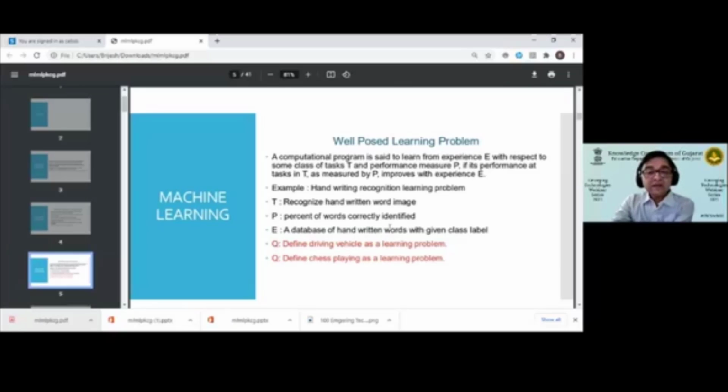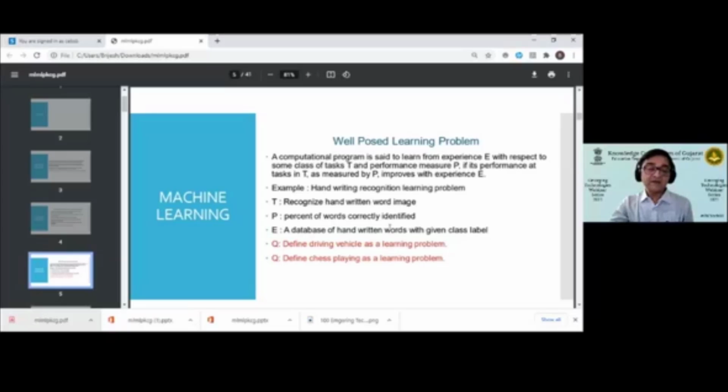So we are given a task and we are subjected to some experience of that task. And with our experience, our performance at that task would improve. If it improves, then we say we are learning. Otherwise, we are not learning. So machine learning is essentially about this kind of problem where you keep on improving as you gain more and more experience. Human beings do this all the time, right?